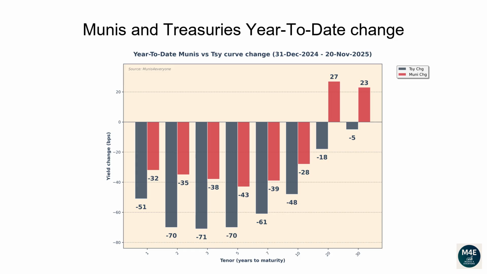This graph is similar to the previous one, but instead of showing how interest rates have moved versus the prior day, they show how much they have changed since the end of the previous week. The current bar plot shows how muni and treasuries have changed year to date.